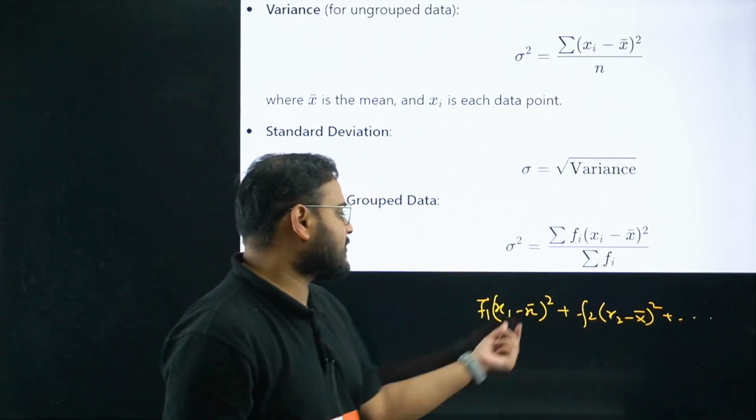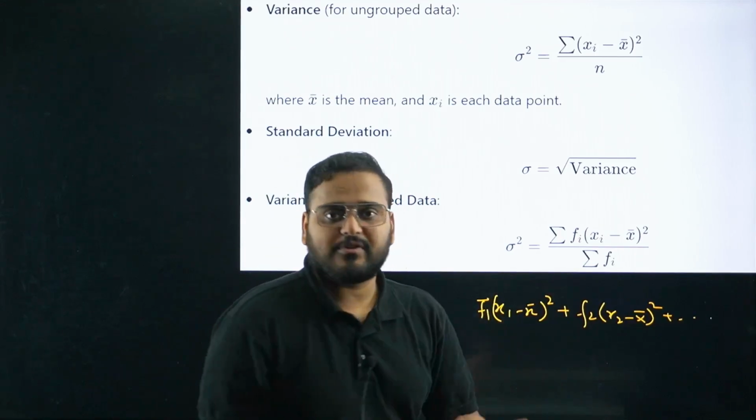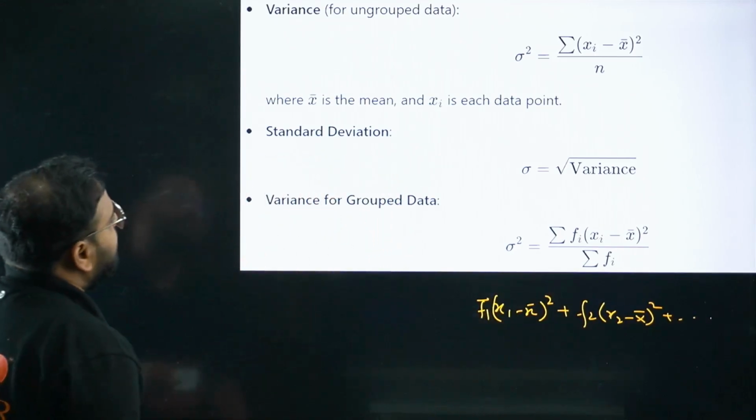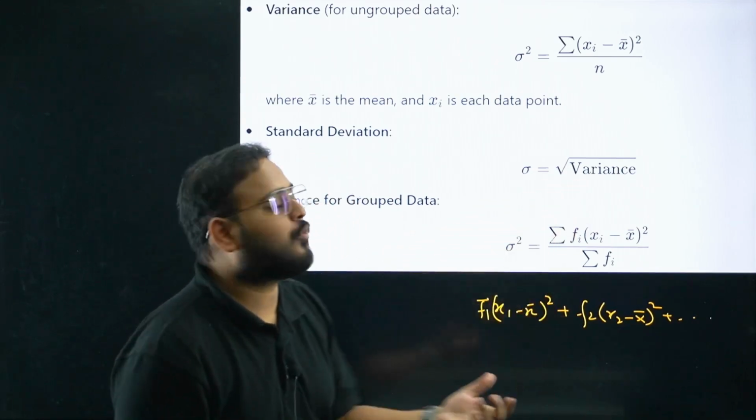What is x bar, bacha? The mean. And what is x1? The first class mark. What is f1? The frequency of the first class mark. Please check. So this is the variance. This is the formula for standard deviation: just take the root of the variance. This you know. All right.